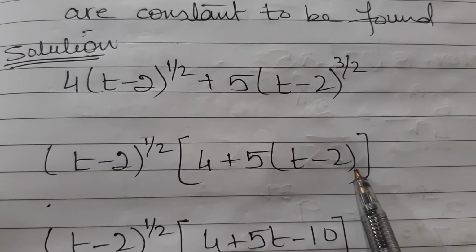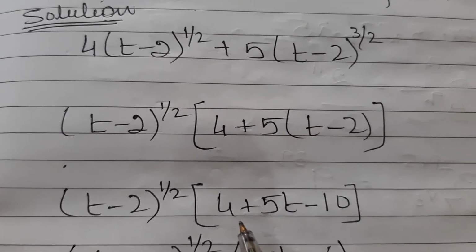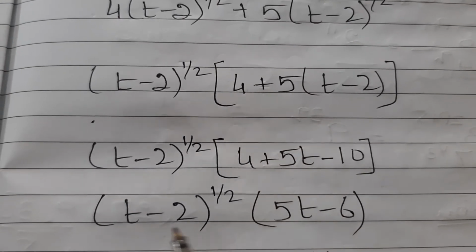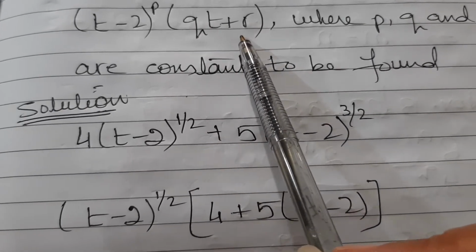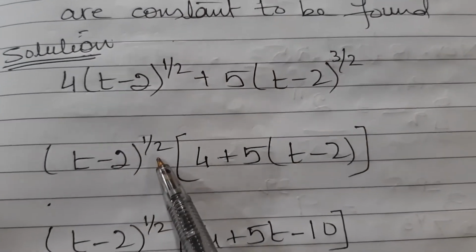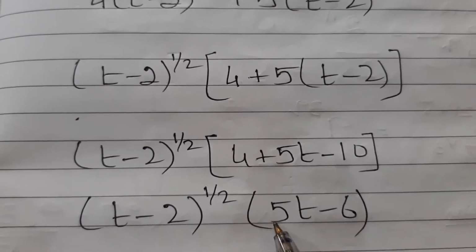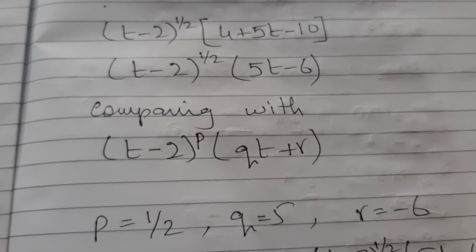After this I will open this bracket, or like expansion, removing the bracket it is said, and then I will simplify it. 4 minus 10 is 6. Can you notice it is in the form which was required? The form was saying qt plus r and p was the power. So p is half, and in my qt, q is 5 and r is minus 6. So at the end, when you compare it with this, you can say p is half, q is 5 and r is minus 6.